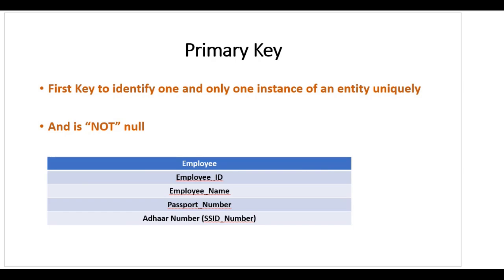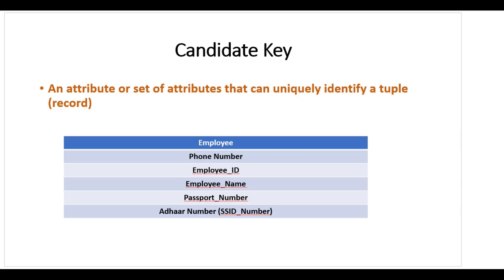So you can see it's basically an attribute or set of attributes that can uniquely identify a record, right? Now you might be thinking, why a set of attributes? If I take this example, you can see the employee table has the phone number, the employee ID, the employee name, the passport number, the Aadhaar, or maybe the SSID number.